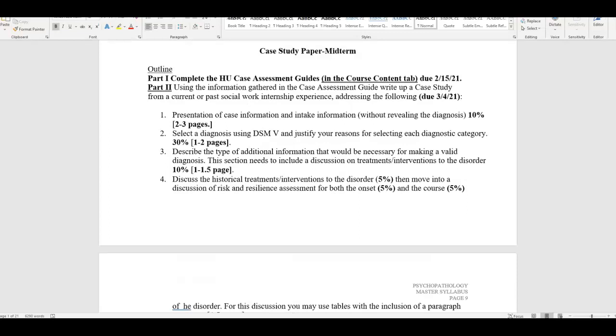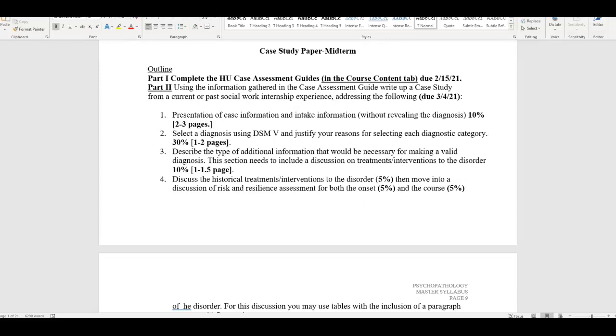Now, once you complete the case study guide in its entirety, which is your comprehensive biopsychosocial assessment and the mental status exam, you're going to submit that separately. I will review all the case study guides that are submitted. I will be looking for completeness. I'm looking for comprehensiveness. I'm looking at analysis, rich descriptions, identifications as well.